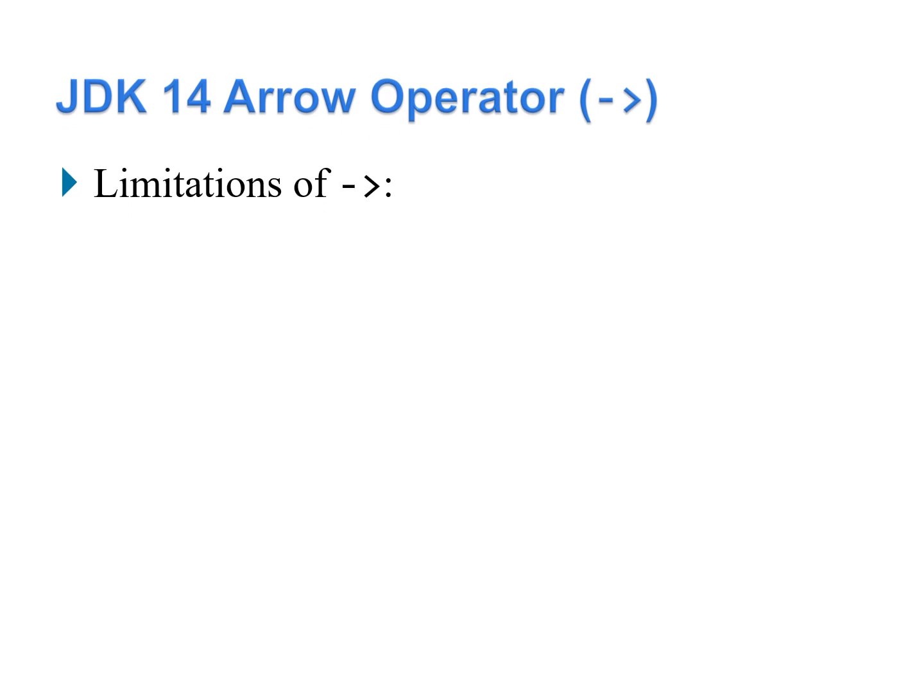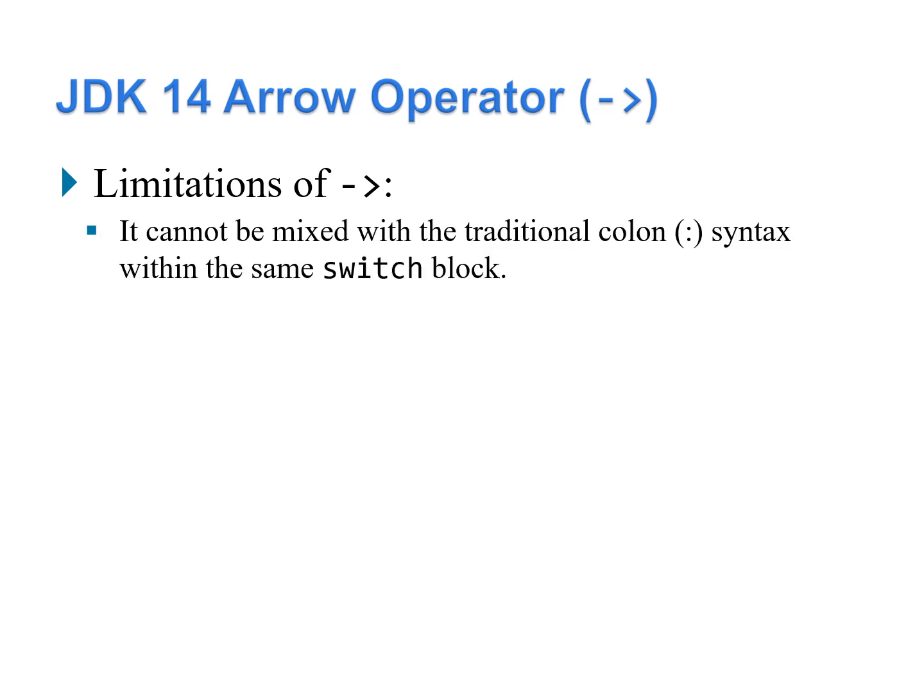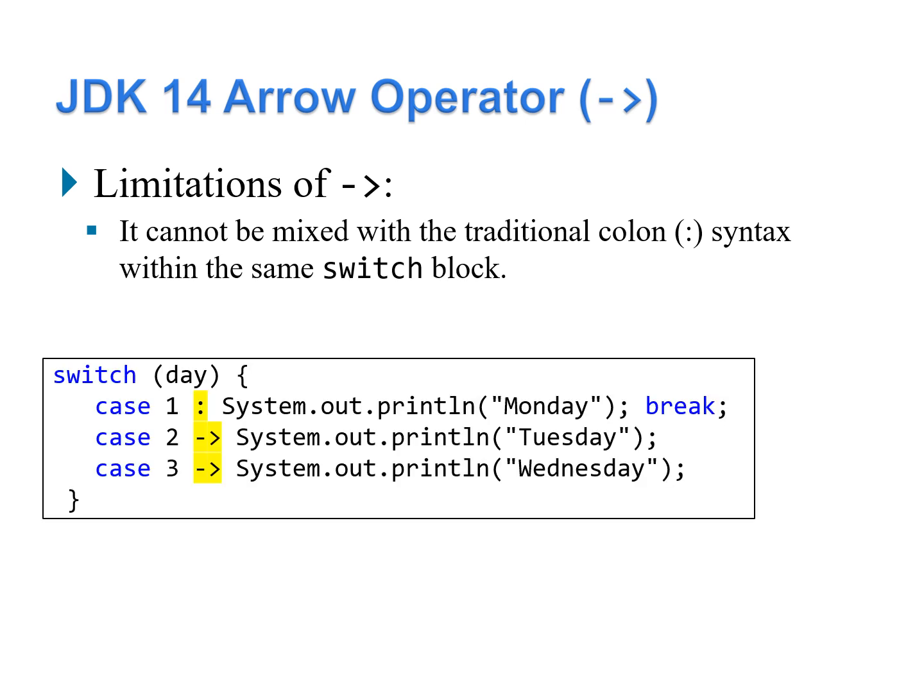There are two limitations of the use of the arrow operator in a switch. First, it cannot be mixed with the traditional colon syntax within the same switch block. For example, if we use the colon syntax for case 1 and use the arrow operator syntax for case 2 and case 3 in this switch statement, we will get a syntax error.